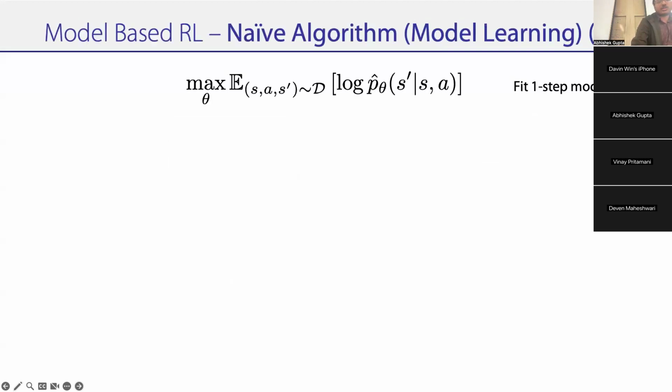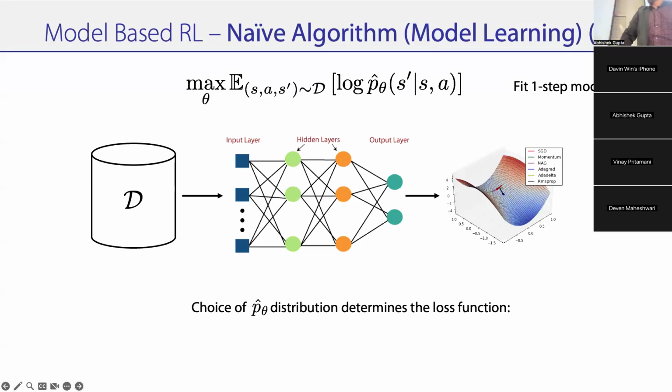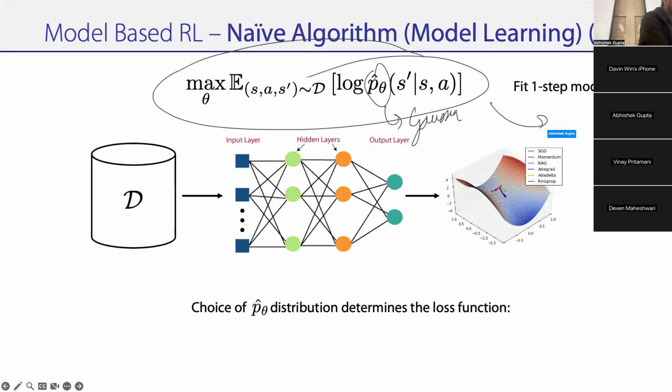The simplest version of this is to do a regression problem, but you can also have more complicated versions of this. If you used p hat theta as a Gaussian, then this maximum likelihood problem reduces to regression. You can show that basically if p hat theta is a Gaussian, then this would be a regression between f of s, a and s prime.